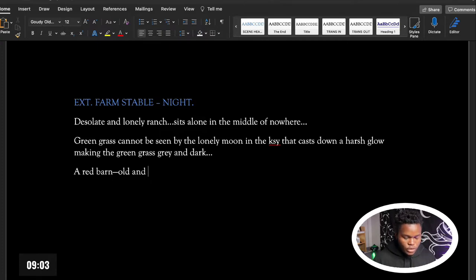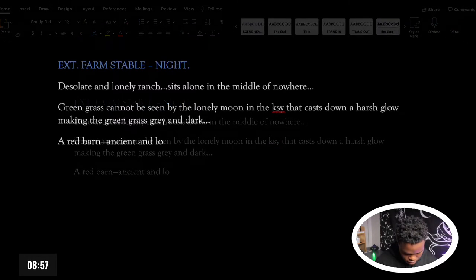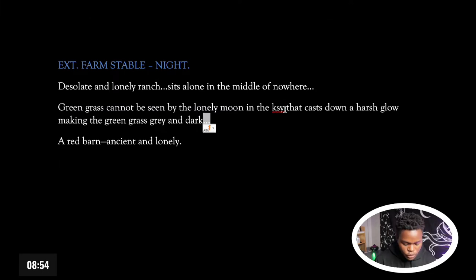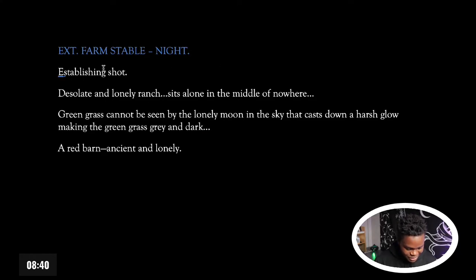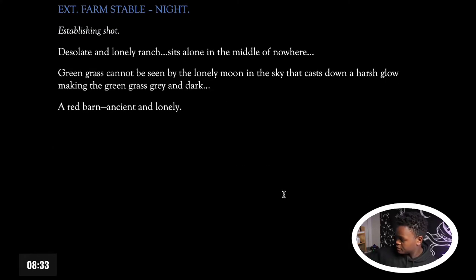Old, and a red barn. Old and ancient and lonely. Okay, we're using a lot of loneliness here. I'm getting a feeling of loneliness. Usually you might not do this in an actual writing, but just for this exercise, I'm gonna say establishing shot. Okay, red barn, ancient, lonely.